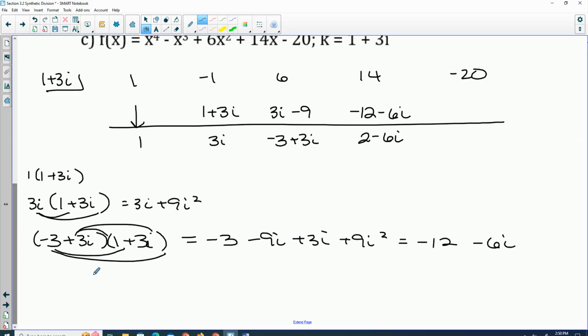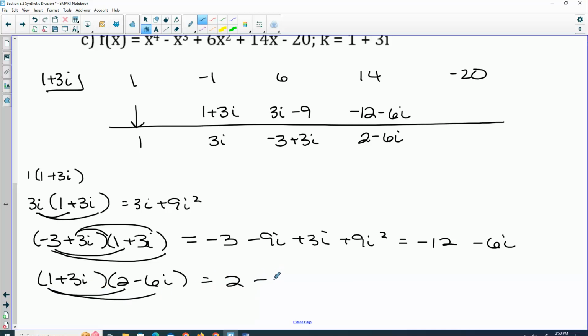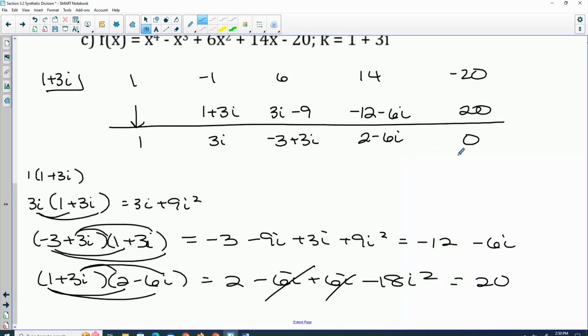So now we have one final multiplication. So 1 plus 3i times 2 minus 6i. 1 times 2 is 2. Minus 6i plus 6i minus 18i squared. What happens to my 6i's? Negative 18i squared is positive 18. 2 plus 18 is 20. And we get 0. So is this a 0? Yes. It divides evenly.